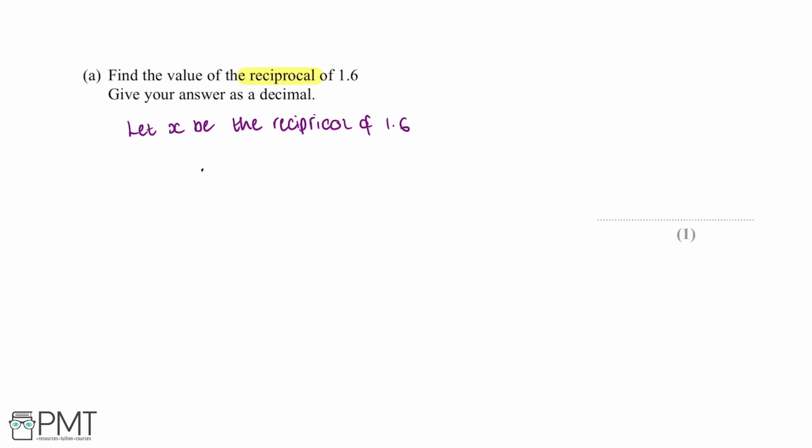then this means that x multiplied by 1.6 gives us an answer of 1. And we'll need to rearrange this equation to make x the subject and therefore work out the reciprocal of 1.6. So what we can do is divide both sides by 1.6, and x multiplied by 1.6 divided by 1.6 gives us x. And then if we put 1 divided by 1.6 into our calculator, this gives us an answer of 0.625. And this is our final answer. And this question's worth 1 mark, and this is for the correct answer.